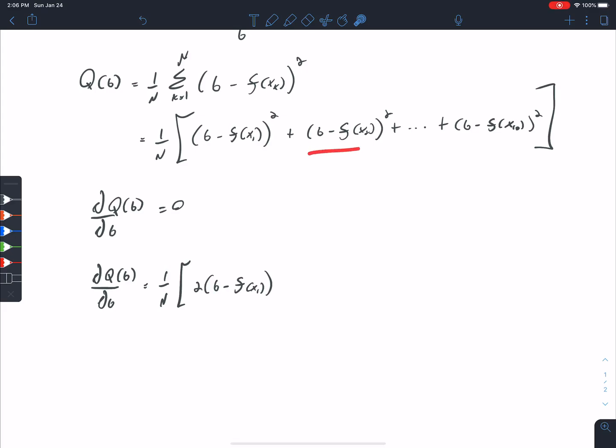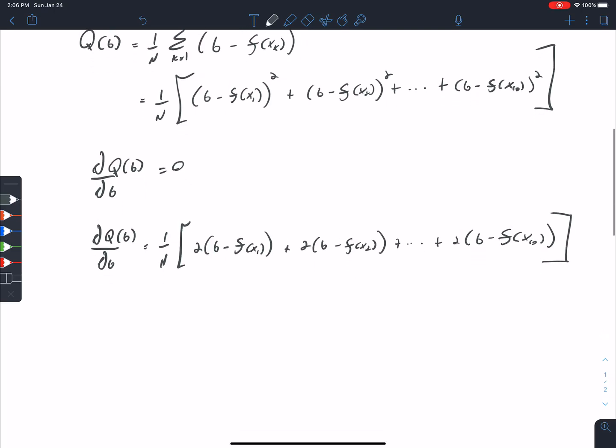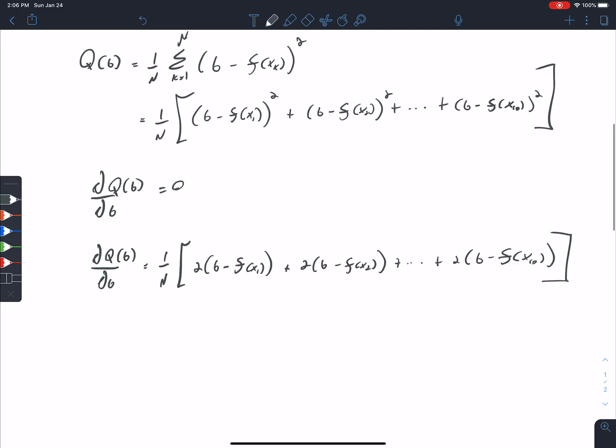And we can keep doing this for all the other terms, right? So let's do one more. This is going to be 2 times b minus f of x2, plus dot dot dot, plus 2 times b minus f of x10. Oops, we don't need the square there. So here we go. Let's write this in the sum format once again, because it's easier. We don't have to write all the terms. We can just write the sigma for the sum. And I'm going to take this 2 out, and put the 2 over n here. 2 over n.